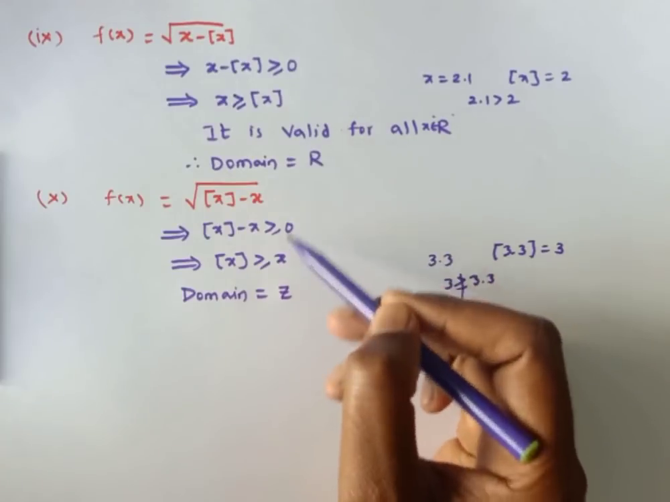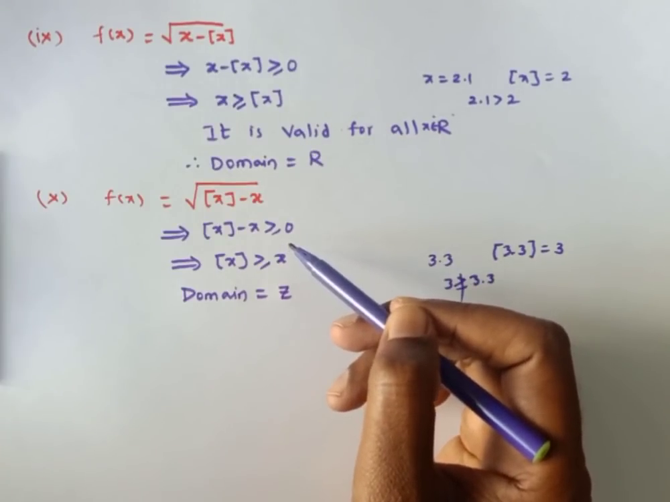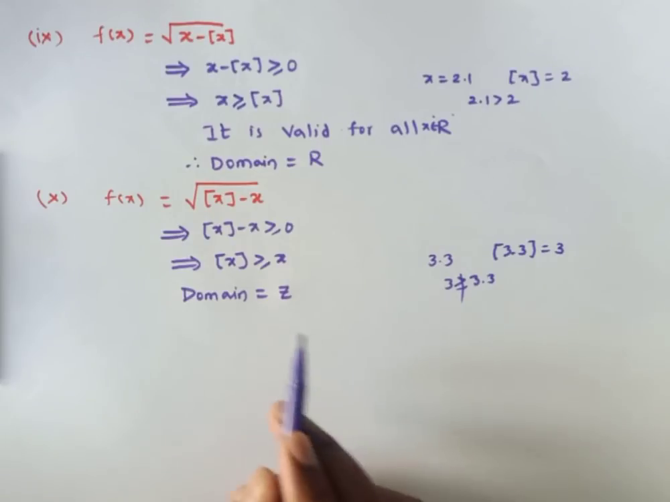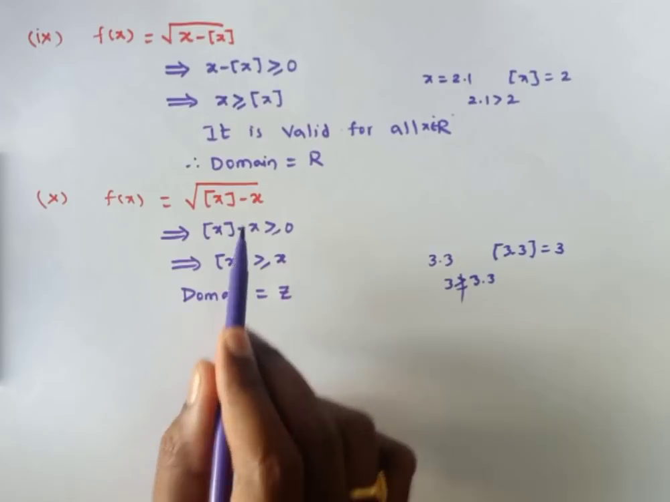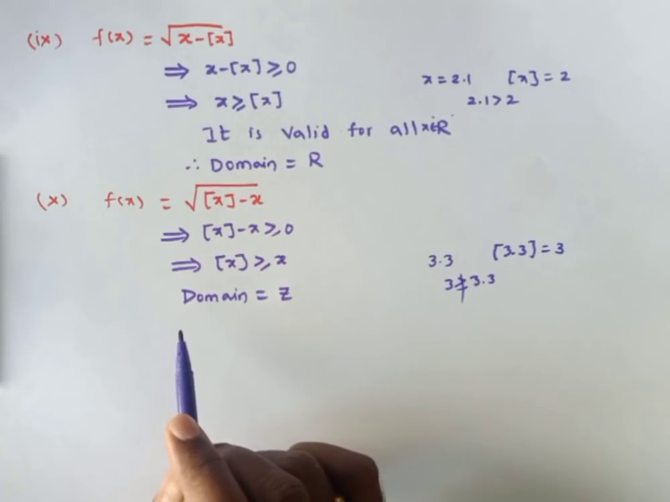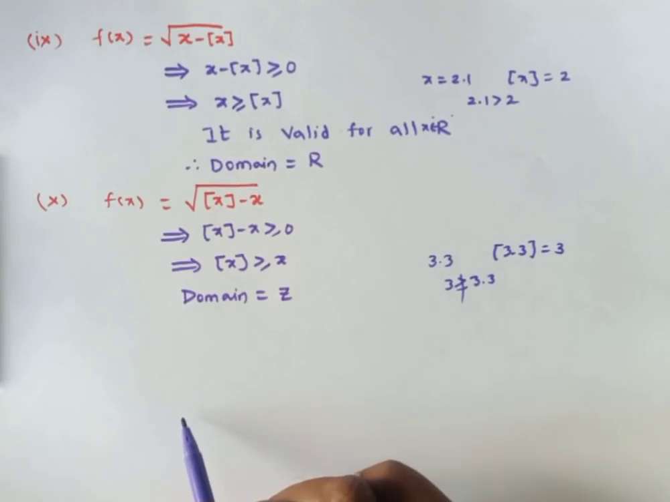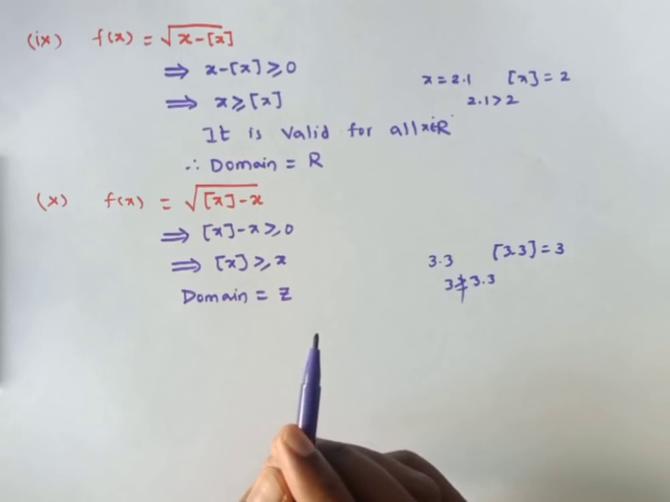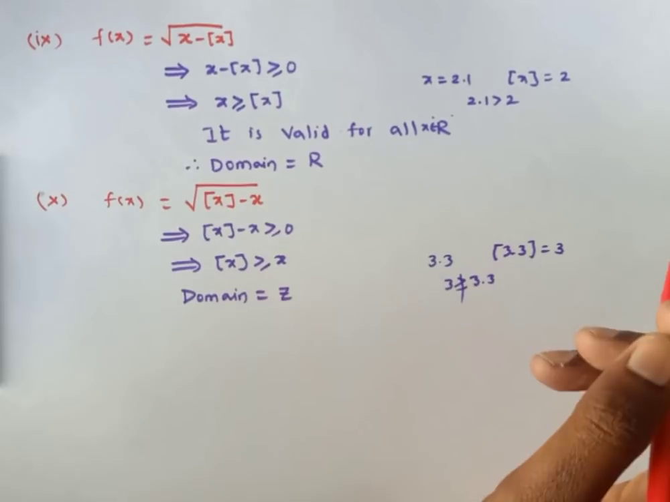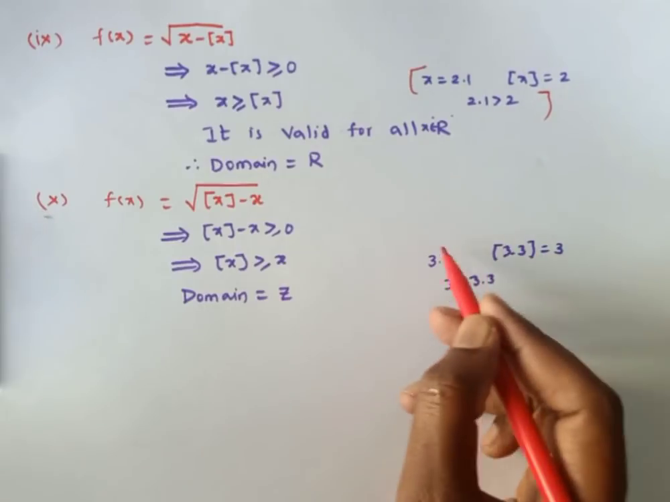So just concentrate on these two. Check why it is valid for all real numbers in one case and only valid for integers in the other. Before finding the domain for this type of problems, you need to know the definition of box or step. That is nothing but the greatest integer function. Greatest integer function means the greatest integer which is less than or equal to the given x, right?